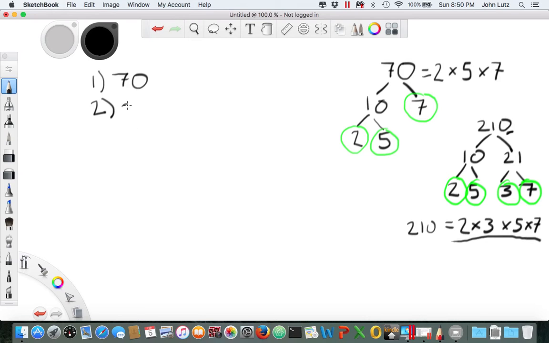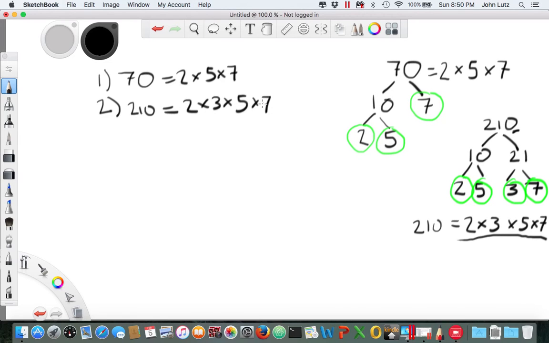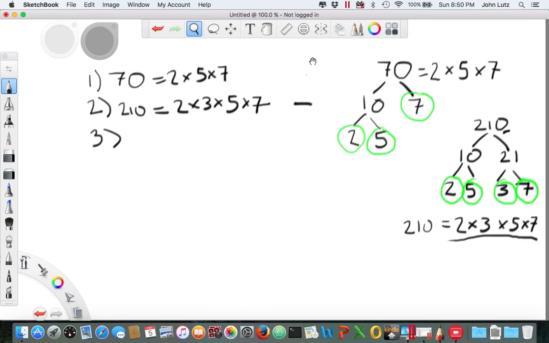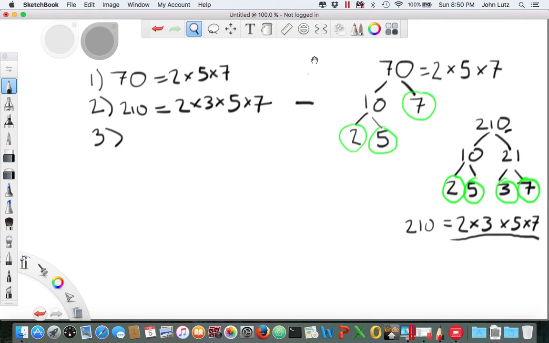So let me go ahead and fill these in. 70 is 2 times 5 times 7. And 210 is 2 times 3 times 5 times 7. Okay? All right. Number 3, our third one. Let's see if I can move this whole thing back. Nope. All right, yeah, sure I can. Okay. Number 3 was 168.